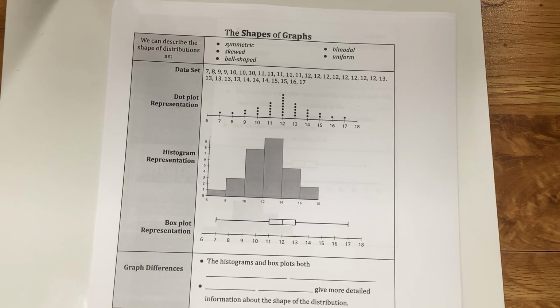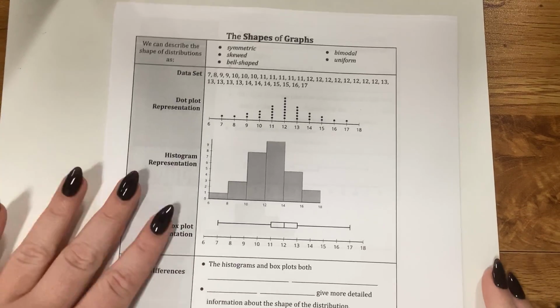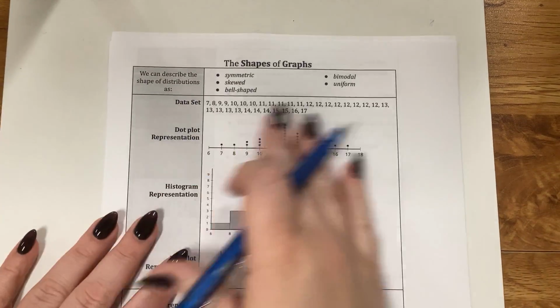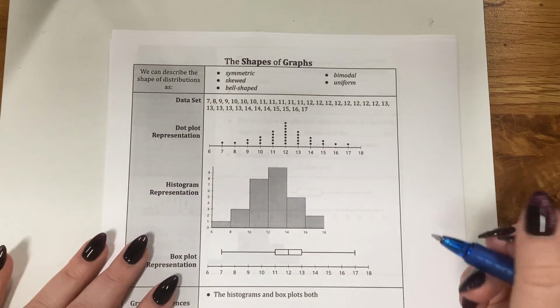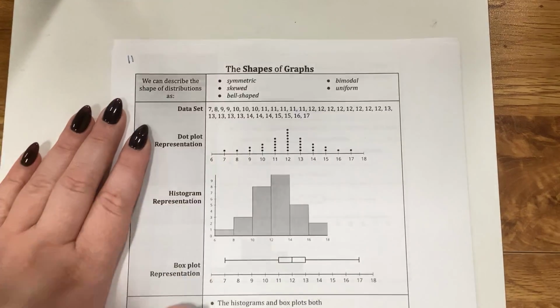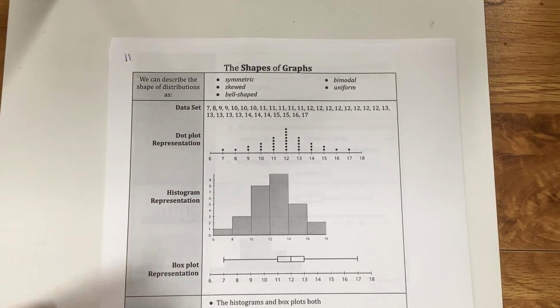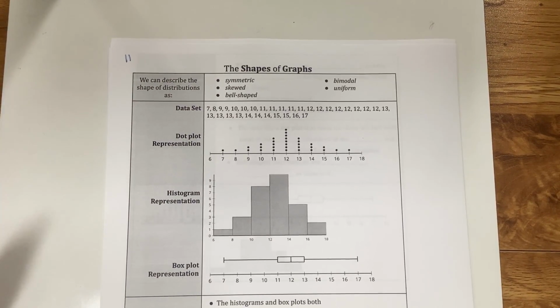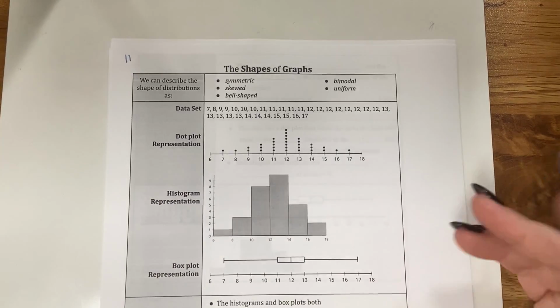All right, you guys, so you should have the first 2 pages of the notes titled Shapes of Graphs. This is starting on page 11, so if you haven't already labeled this page 11 at the top or somewhere, please do that.